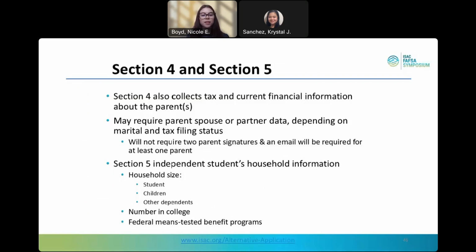Section 5, again, that's for independent students, their household information. So it would be their household size, the number of children or dependents that they have, the number in college, as well as if anyone in that household is eligible to receive federal means tested benefit programs.